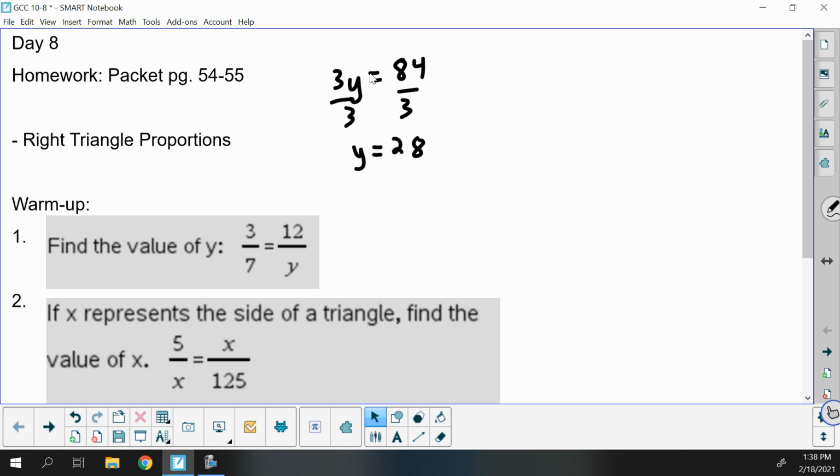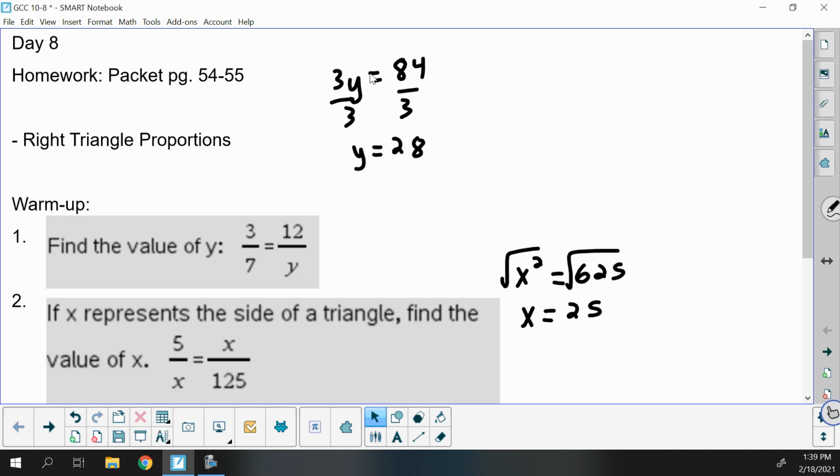In the second one, cross multiply, x times x is x squared. 5 times 125 is 625. Take the square root of both sides, and we get x is equal to 25.